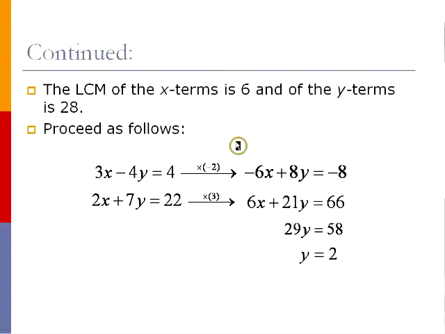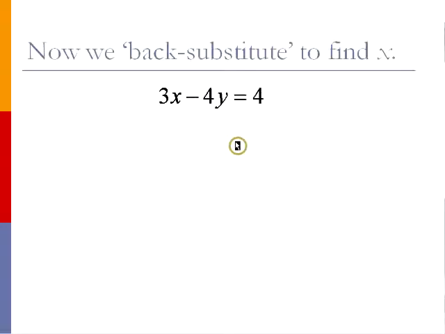Dividing both sides by 29, we have y equals 2. We're half done, actually more than half. If we now back substitute into either of the first two equations, this is the first of the two equations, we're going to back substitute the 2 for the y.